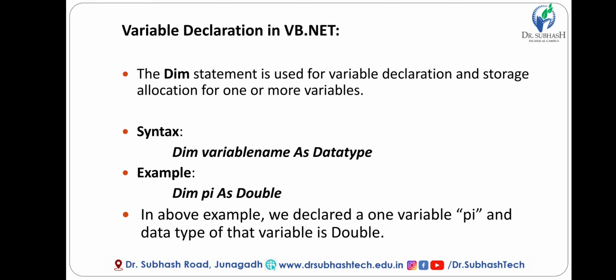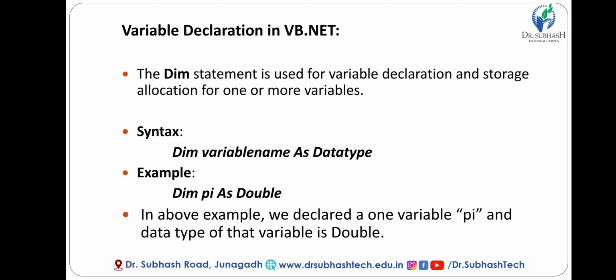Variable declaration in VB.NET. Here we showed the definition of a variable, then how to give a name to a particular variable, or the rules for the variable. Now how to declare a variable in VB.NET. The Dim statement. Now this is the important keyword, Dim, D-I-M. In VB.NET, the Dim statement is used for variable declaration and storage allocation for one or more variables. So this statement is used for variable declaration in VB.NET.